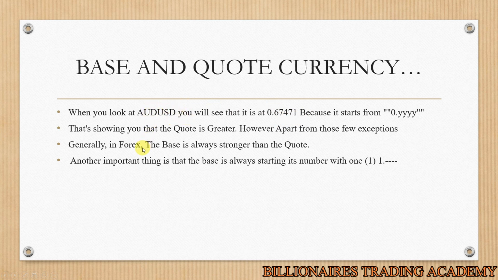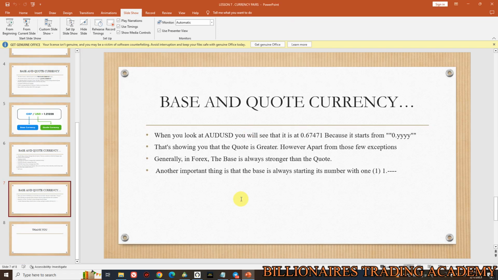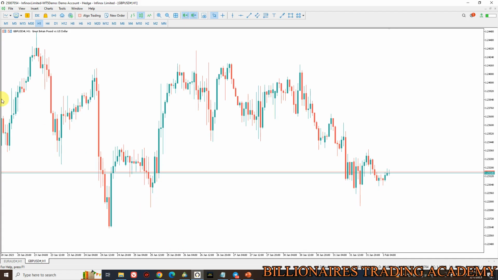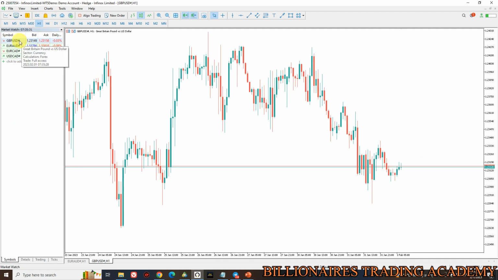Where we have a base currency which is stronger than the core currency, the price will start with 1, or a bigger number. So for example, let me show you. Let's go to Market Watch, and you see GBP USD is written 1 point, the bid and ask starting with 1, so it means the base currency is stronger.